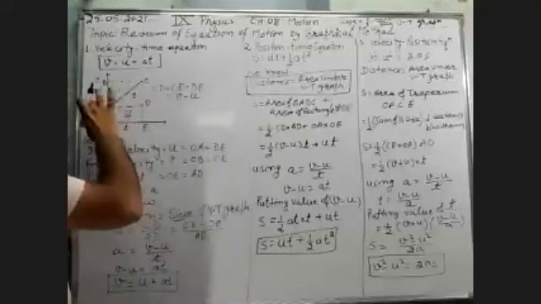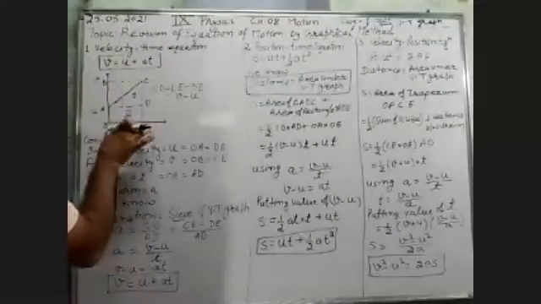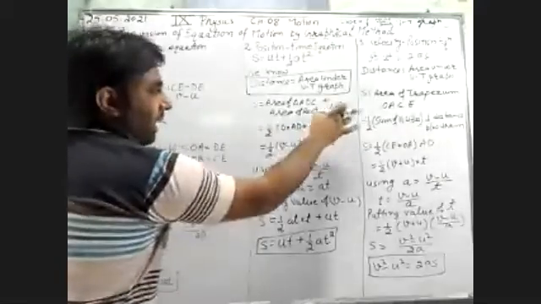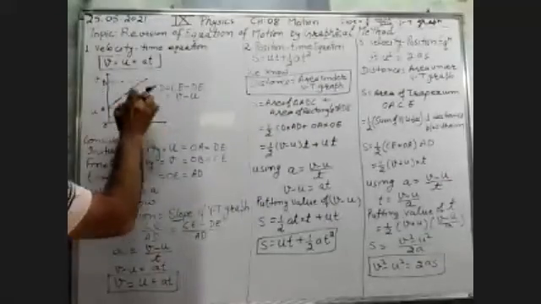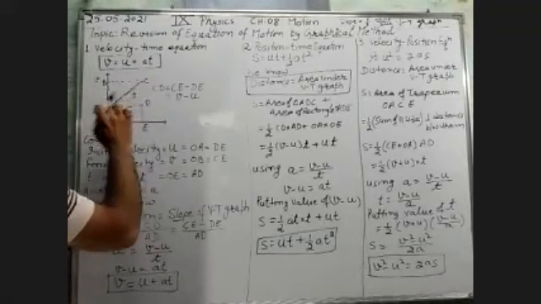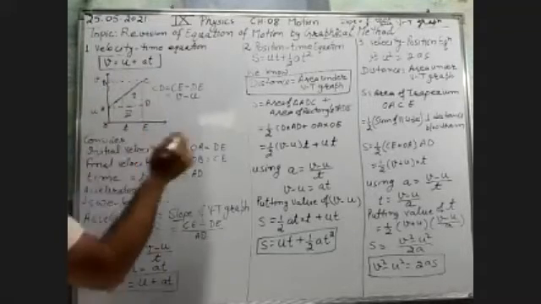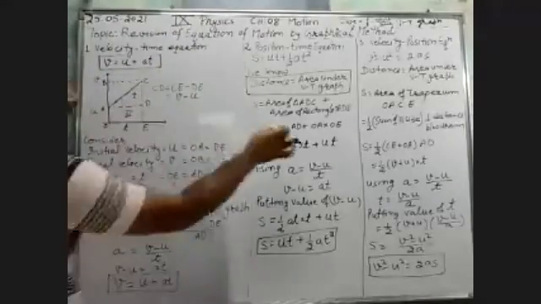So OA is the breadth, OE is the length. So OA multiplied by OE is the area of rectangle OADE, plus area of triangle ADE. It is a right angle triangle, and right angle triangle is 1/2 base into height. So 1/2, this is our height CD, this is our base AD.